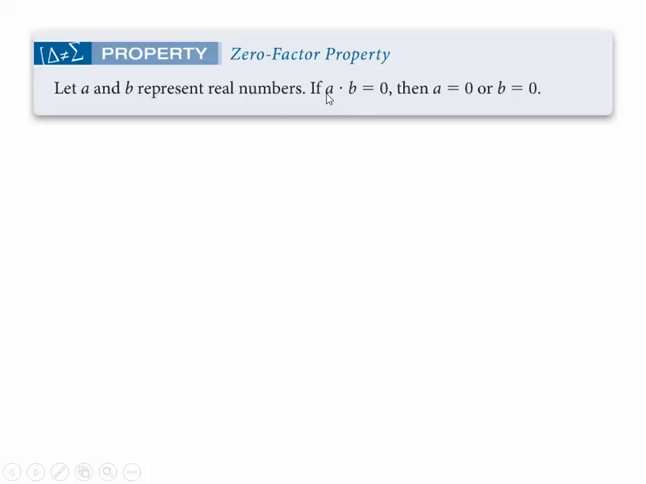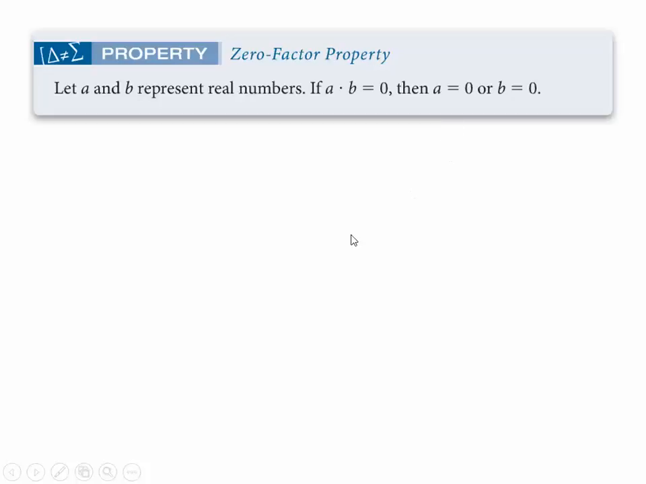Because either the a is the 0, and a times any number is 0, or the b is 0, or it could be both of them. So this little or statement, that's what it says: or. Or just means it's either this one or this one. It could be both. That's called the inclusive or, which means it allows for both of them to happen.